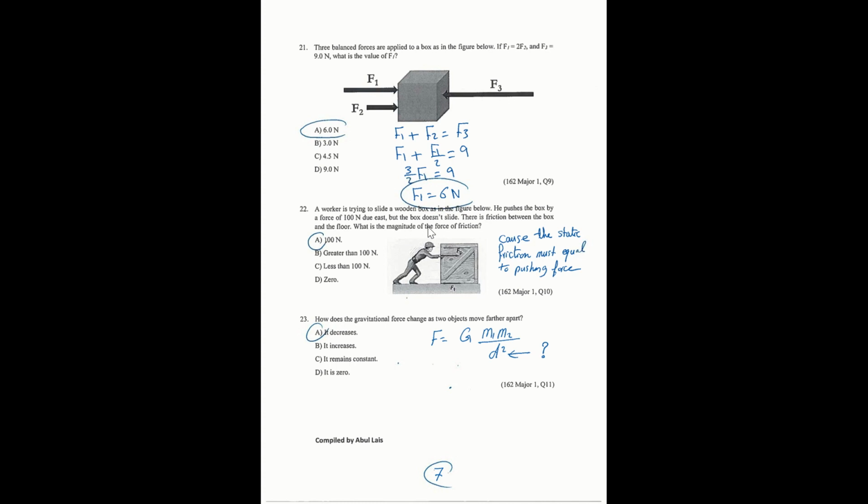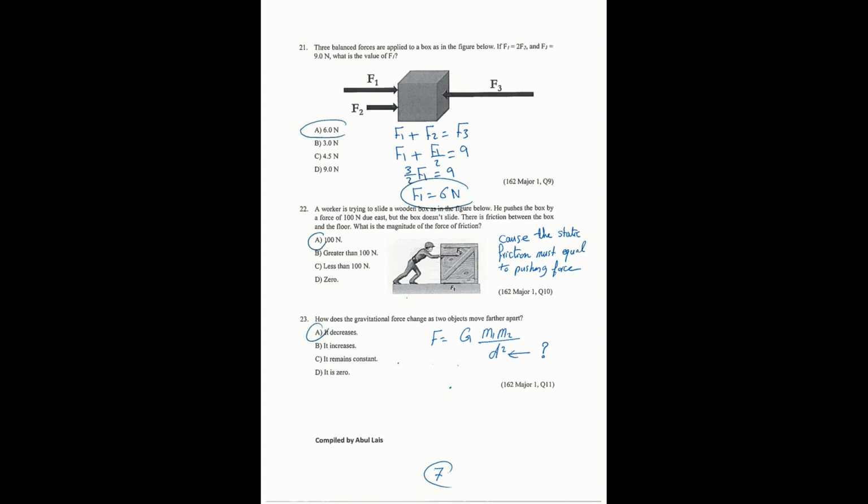So if the box does not slide, it means that this friction is a static friction. And as you guys know, the static friction is a reaction force and it must equal the force of pushing. So if the worker pushes with 100 newtons and the box does not move, then the friction must equal 100 newtons.